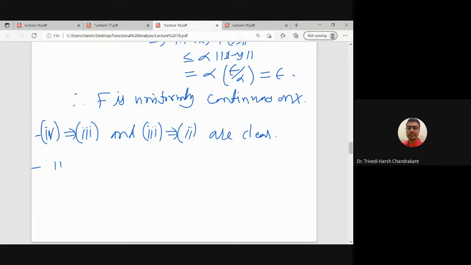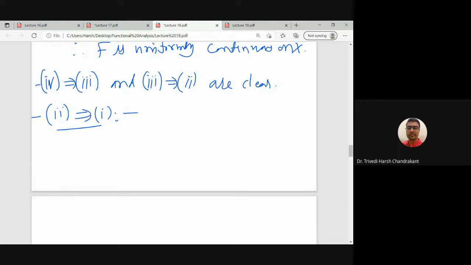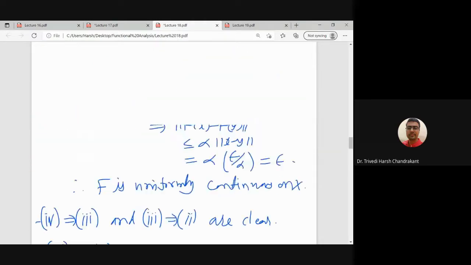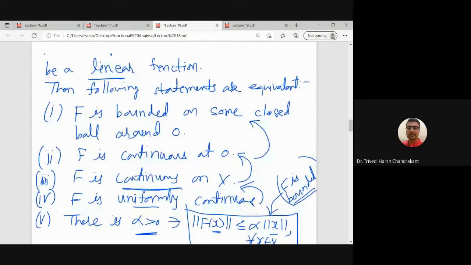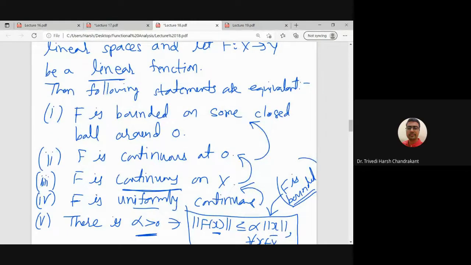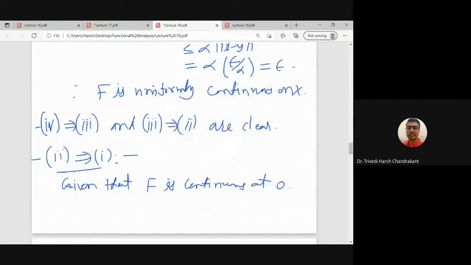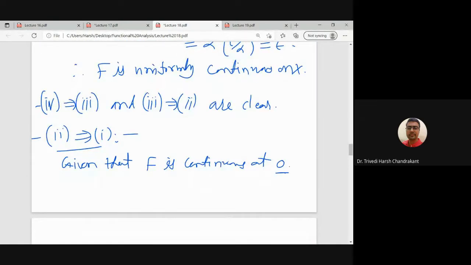Now we want to show 2 implies 1, first part. So what is given? We are given that f is continuous at 0. What we want to show is the first condition: f is bounded on some closed ball around 0. To show that, we will use the definition of continuity at 0.